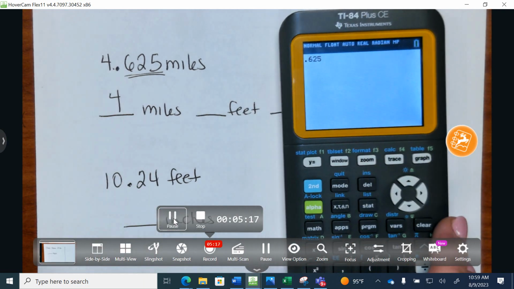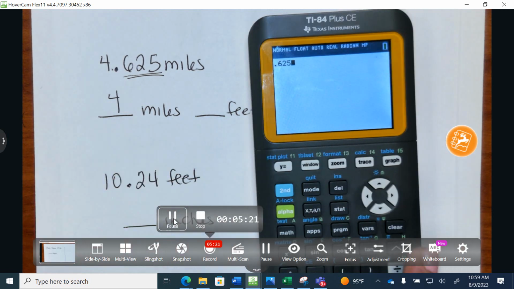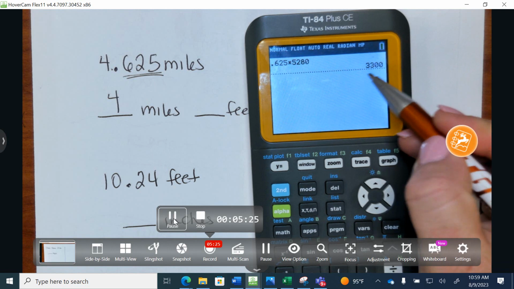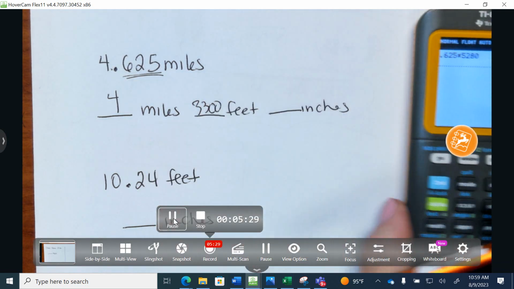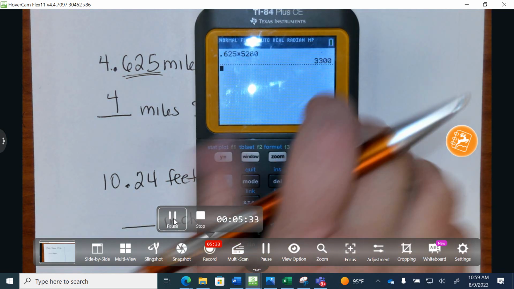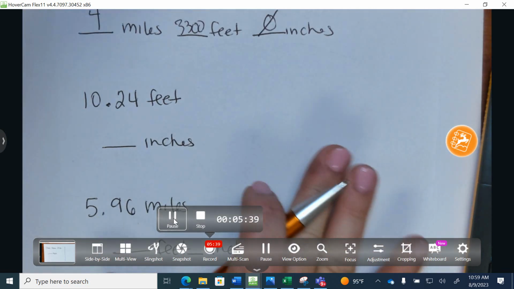0.625, and I have to ask myself, how many feet are in a mile? Let's see if you've memorized that. What is it now? Okay, so I have exactly 3,300 feet. And you may be saying to yourself, what do I put for inches? Is there any remainder? There's no decimal, so there's no additional inches. We've got 3 left. Let's go on to the next one.